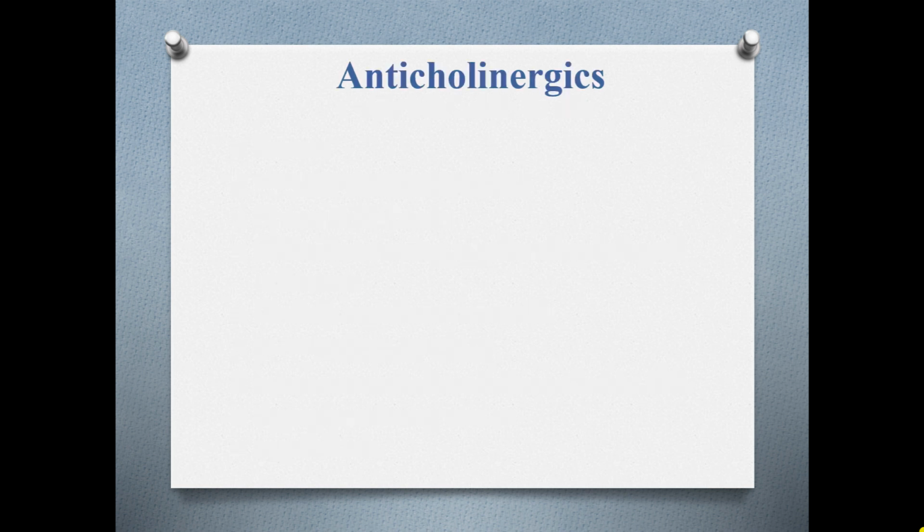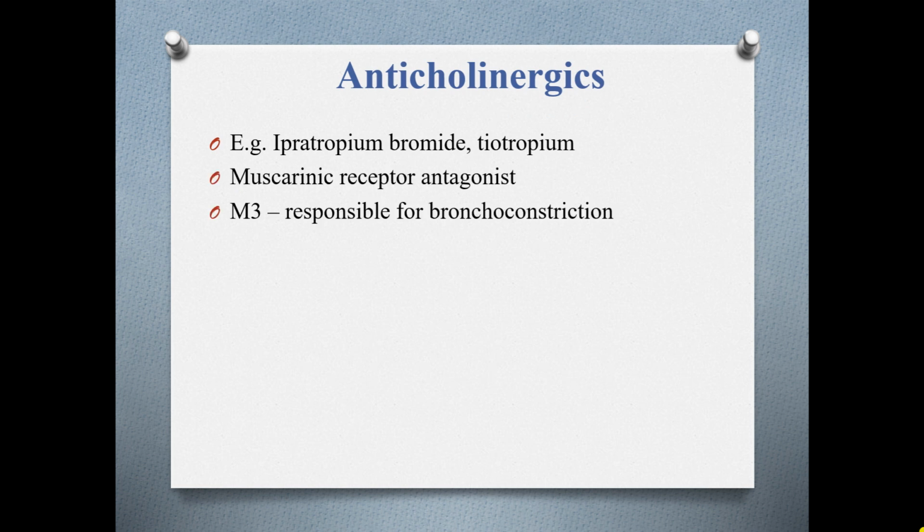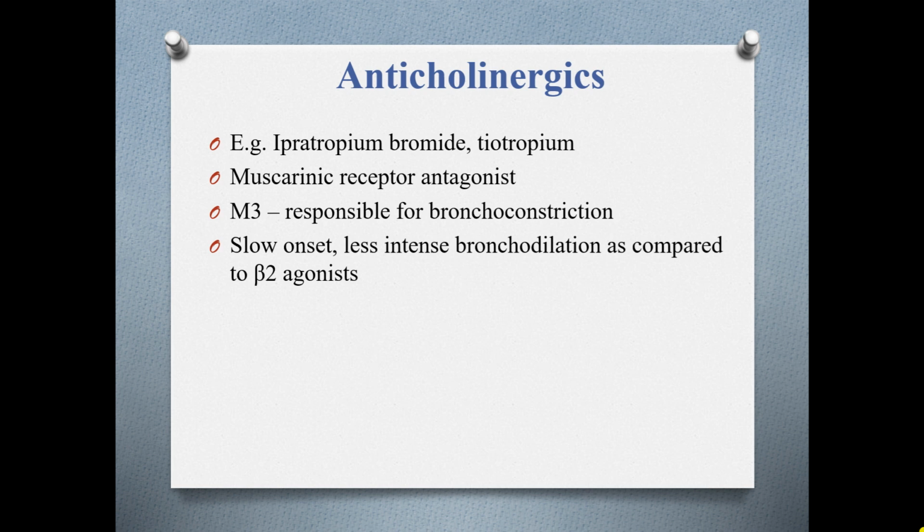The next category of drugs useful for bronchial asthma is anticholinergics. Examples are ipratropium bromide and tiotropium bromide. They are muscarinic receptor antagonists. M3 receptor is responsible for the bronchoconstriction in the asthma patient.